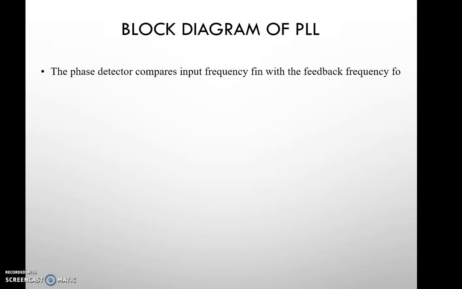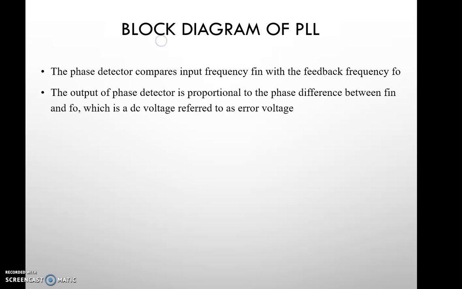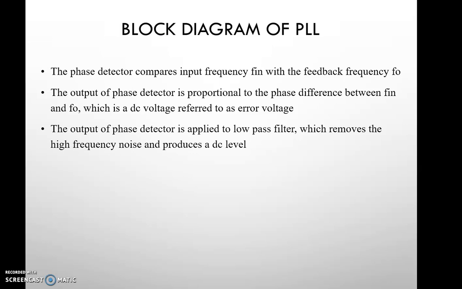The phase detector compares input frequency Fin with the feedback frequency Fo. Output of phase detector is proportional to phase difference between Fin and Fo. That is, we will have at the output of phase detector two values, Fin minus Fo and Fin plus Fo, which is a DC voltage. Now both the signals are given to the low pass filter. Out of that, only Fin minus Fo is passed. As it is a low pass filter, the high frequency signal is removed.